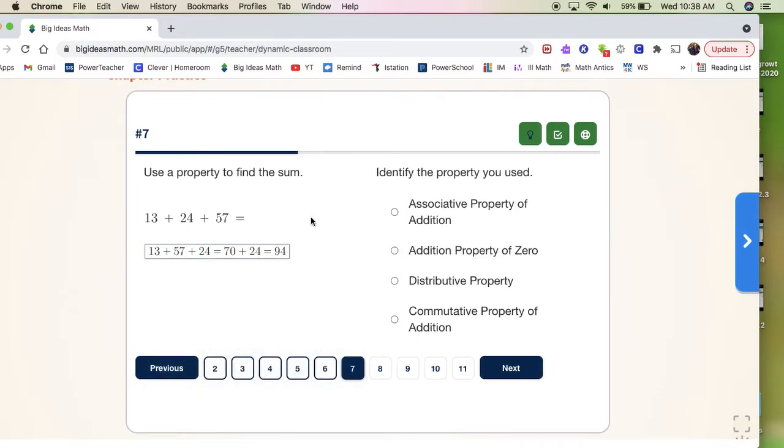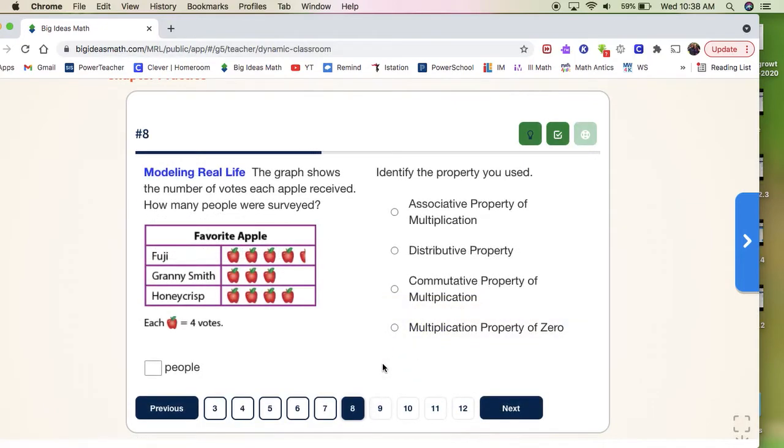So what did we do? We changed the order of these two numbers, right? We moved them. When you move two things around, that's called the commutative property. You can do that in addition and multiplication. You don't have to do that to add it, but it's just a way to make it simpler. All right, number 8.